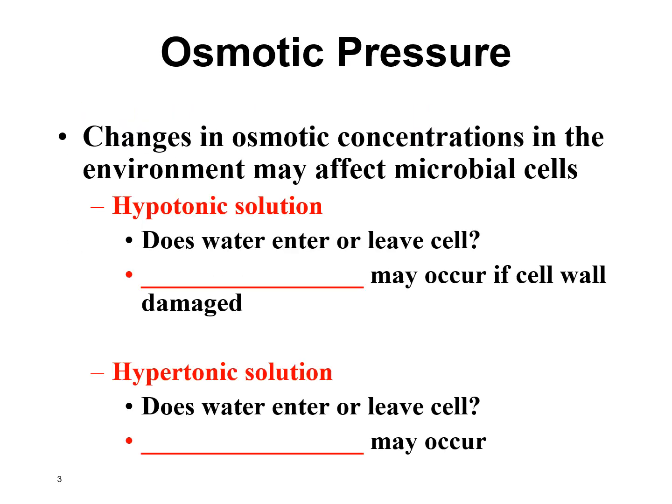Another physical requirement for microbial growth is osmosis. So whether a cell is in a hypotonic or hypertonic solution, that can affect whether the microorganisms can divide or not, or even survive. So remember that we talked about placing microorganism cells in a hypotonic solution.